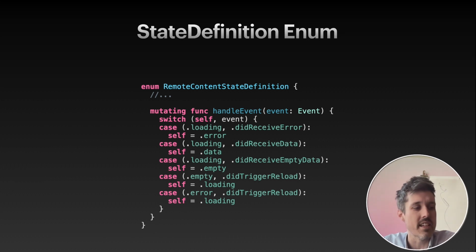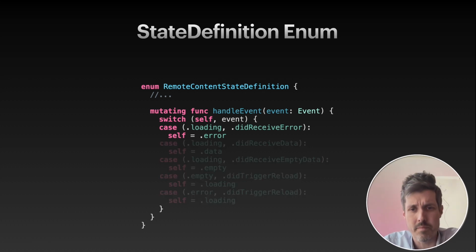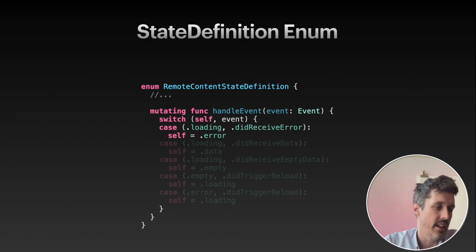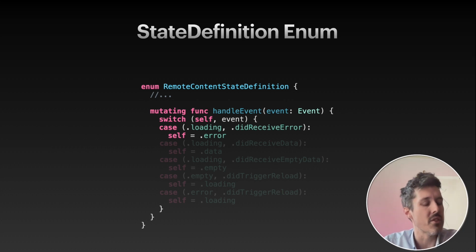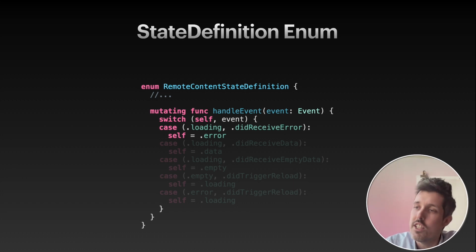Now, this might be pretty intense, so let's focus in on a single case. Here you can see we're switching over a tuple, right, of self, which is the current state, and event. And in this case, when we're in the loading state and we receive the did receive error event, we change self to error, which means we move to the error state. And we simply repeat that for each of the transitions.